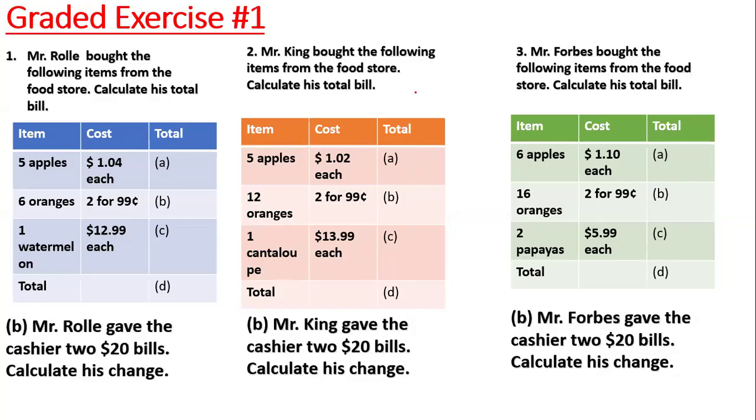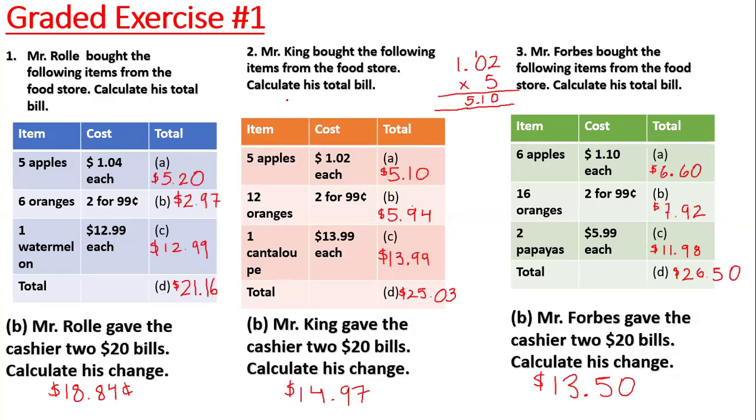So firstly, we have to find out the total cost for each of the items. To find the total cost for the apples, we have to times $1.04 by 5. So 5 times 104 gives us what? $5.20. Good. And what else we gotta do? And then to find the oranges, you divide 6 by 2, which is 3. Then you times 3 times 99, which is $2.97.